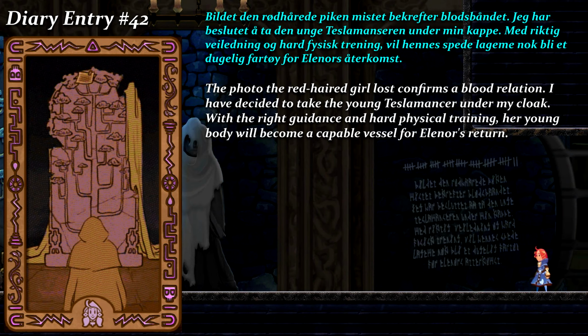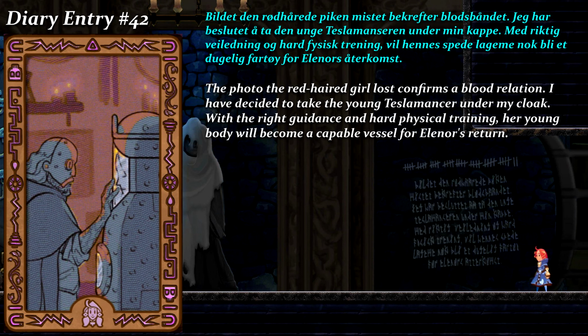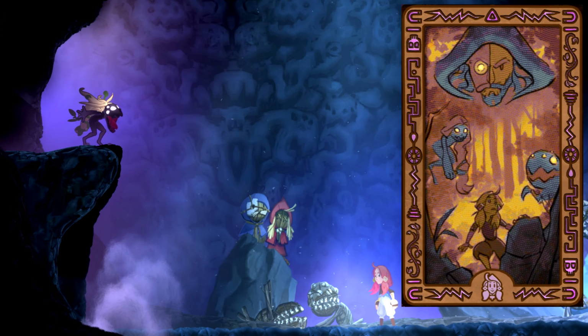Entry 42. The photo the red-haired girl lost confirms a blood relation. I have decided to take the young Teslamancer under my cloak. With the right guidance and hard physical training, her young body will become a capable vessel for Eleanor's return. And so he decides to send Lumina on a series of trials.